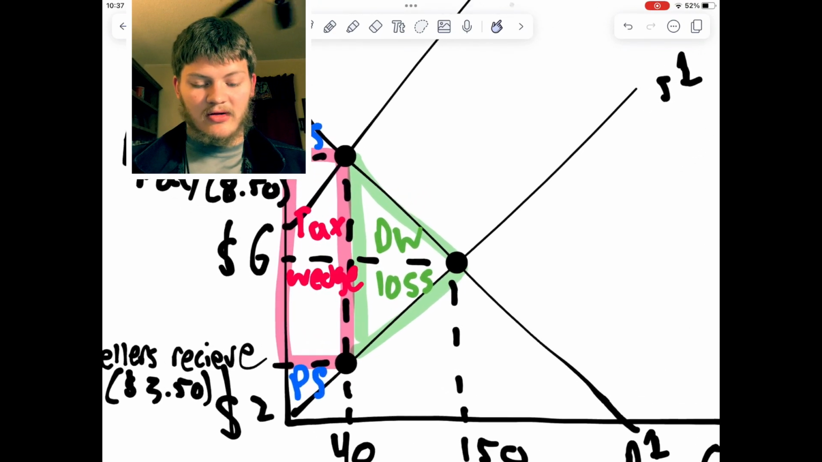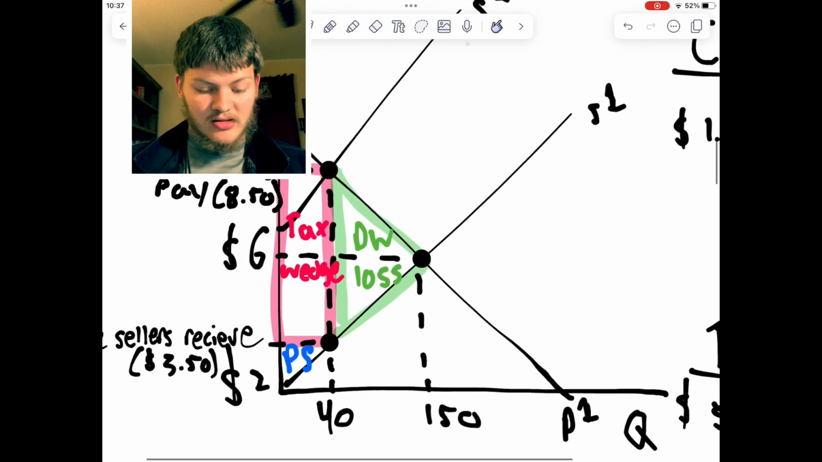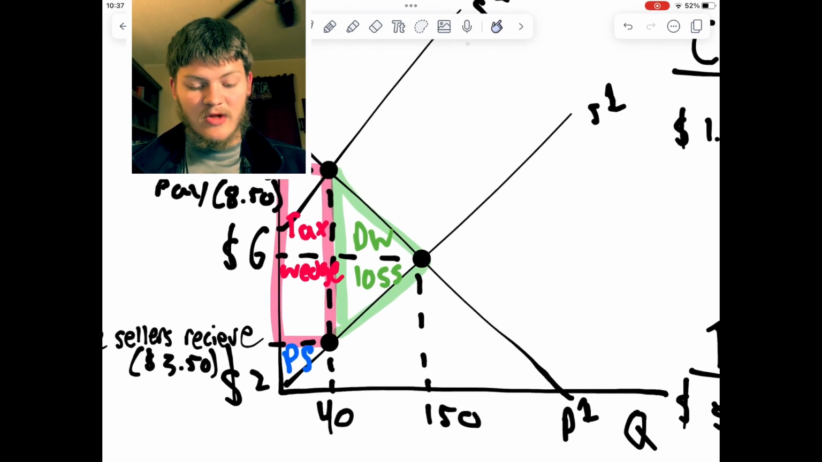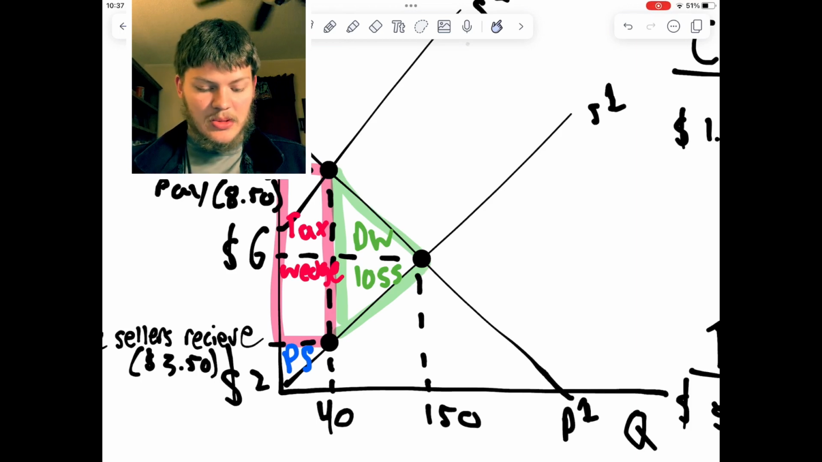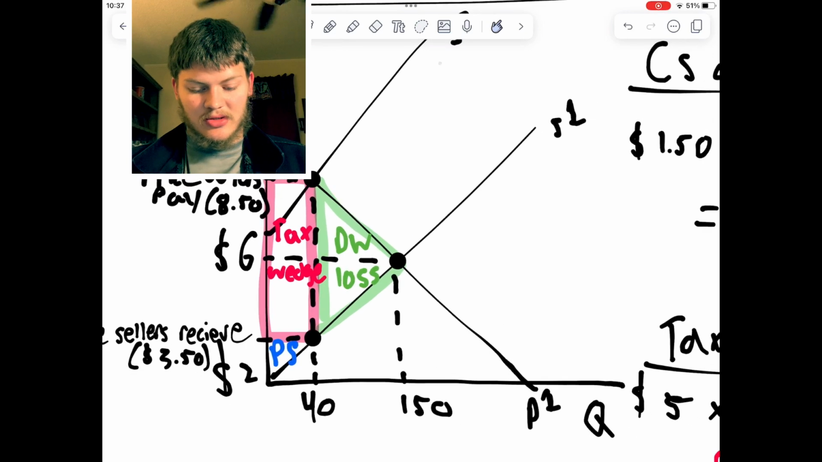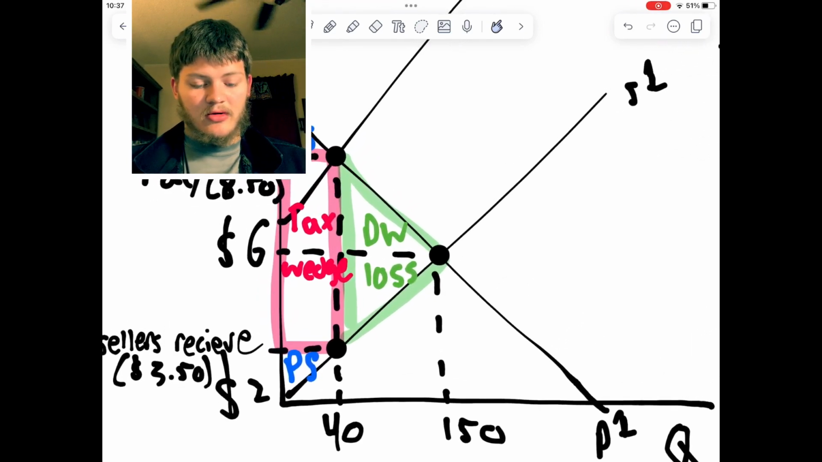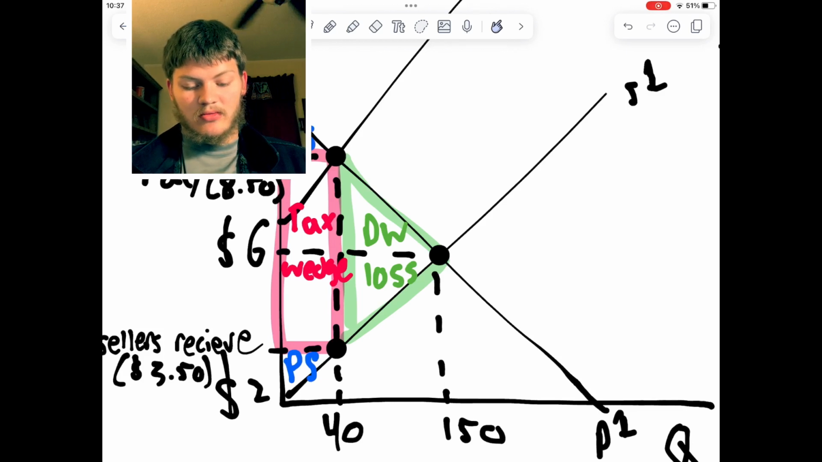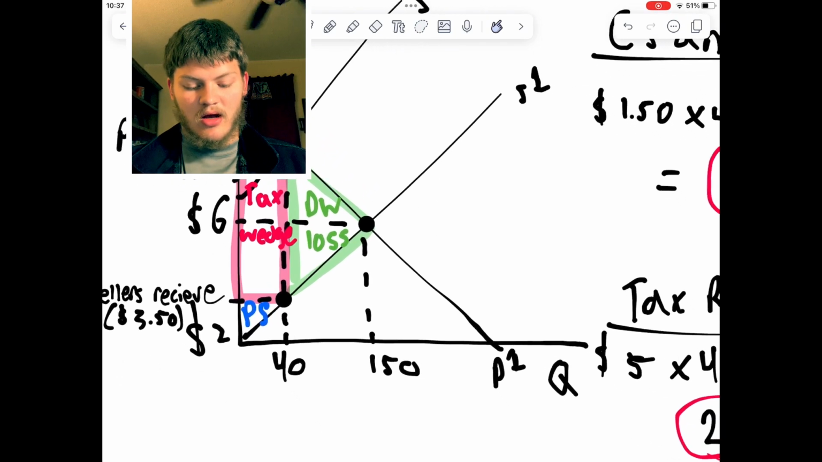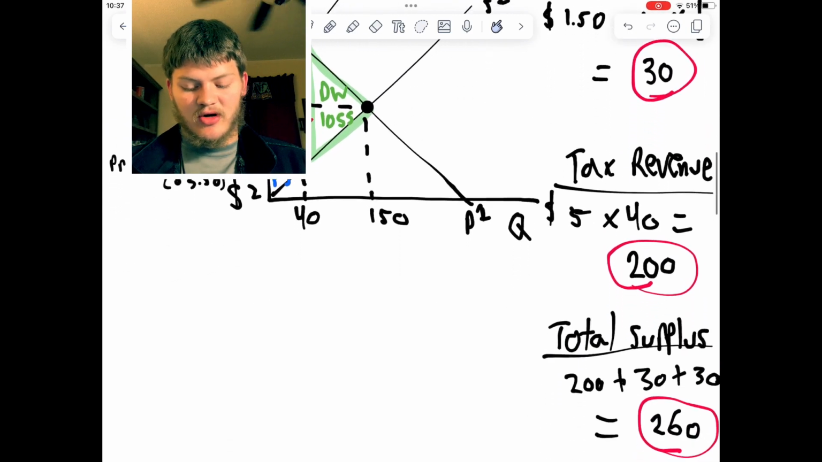So the deadweight loss is still the same exact length as the tax wedge there, from 3.50 to 8.50. It's $5. And then the base, going right through the middle, is a change in quantity from 150 to 40. That's 110. So 110 times 5 times 1/2, because it is a triangle.